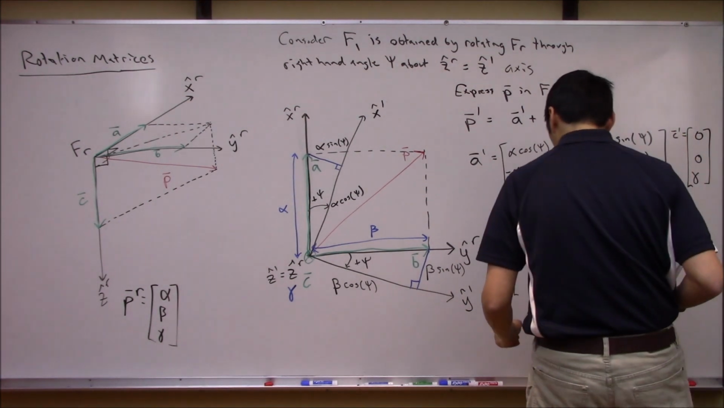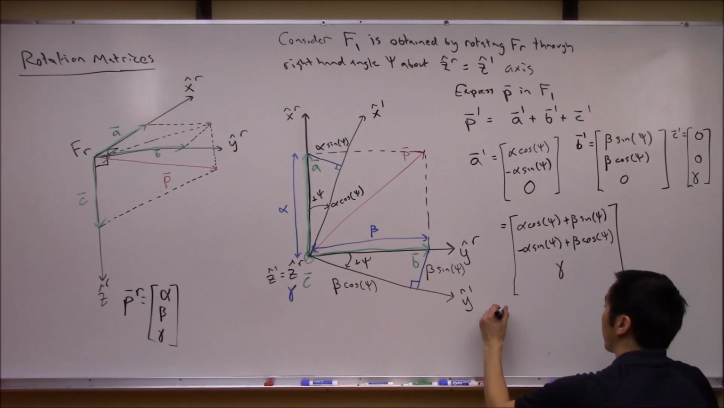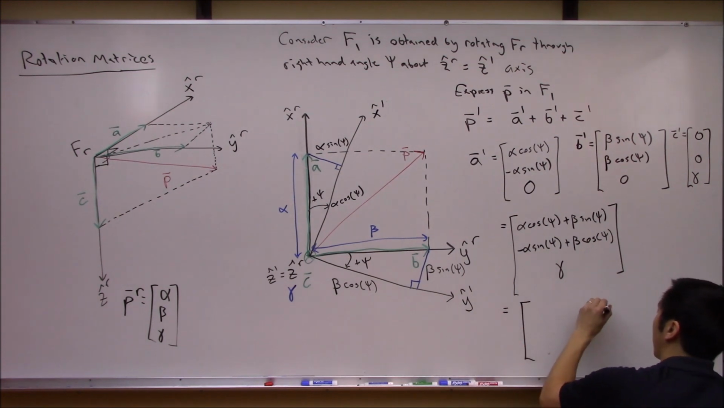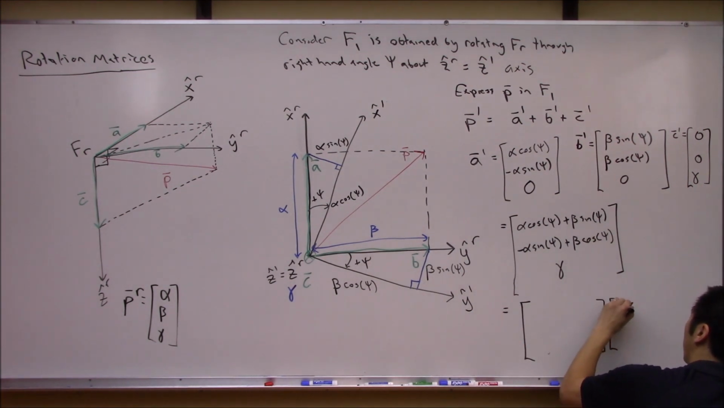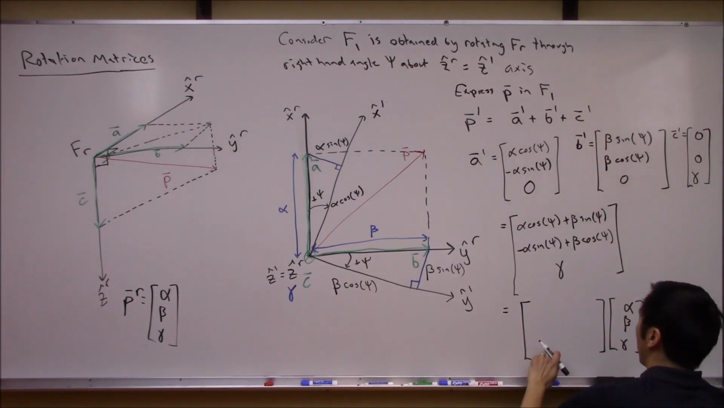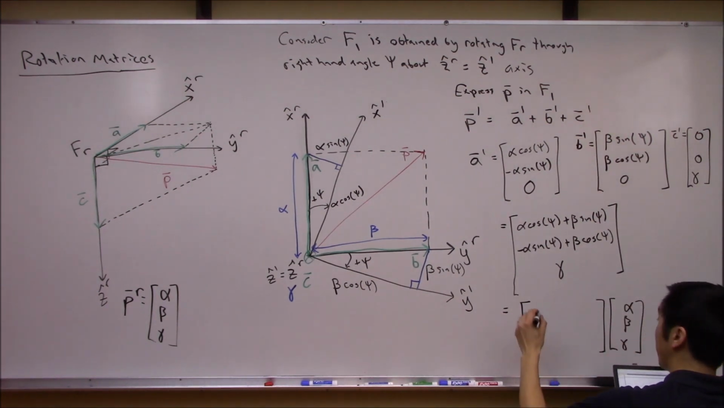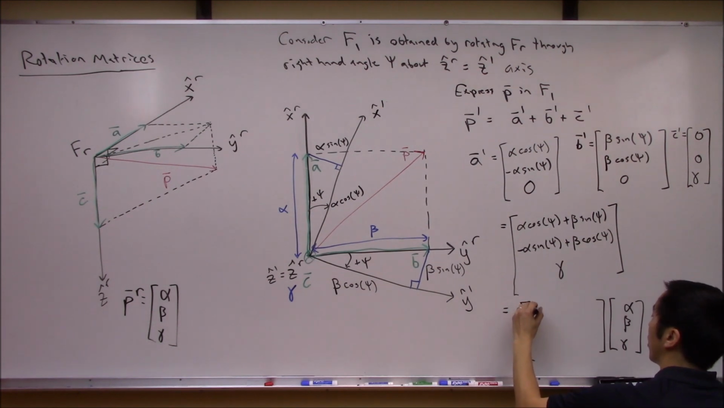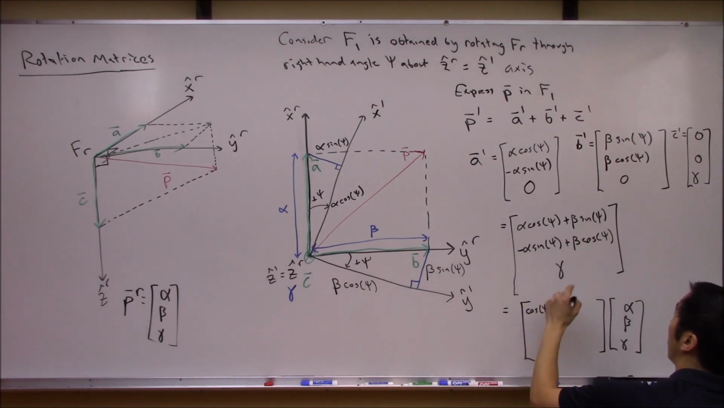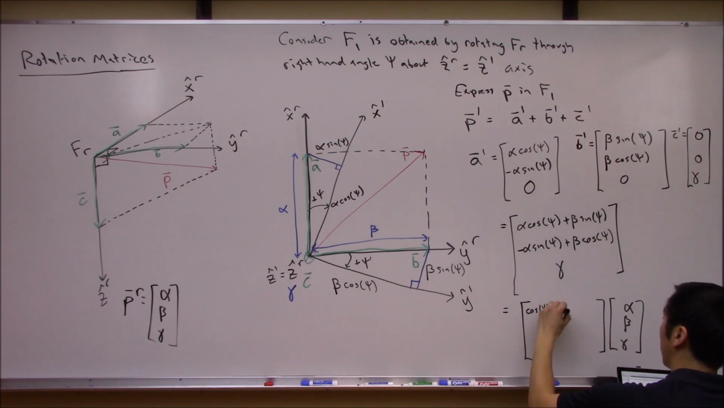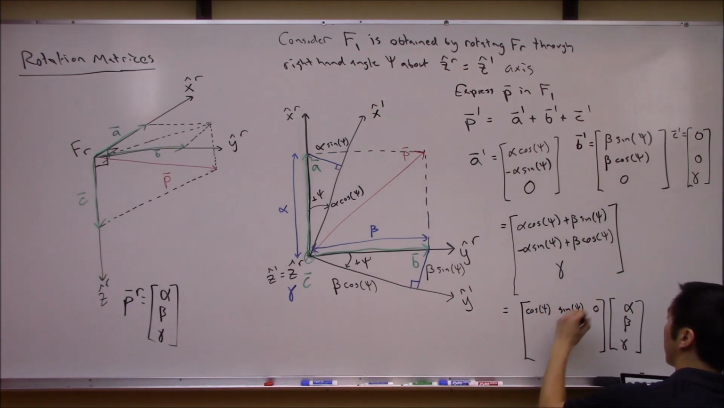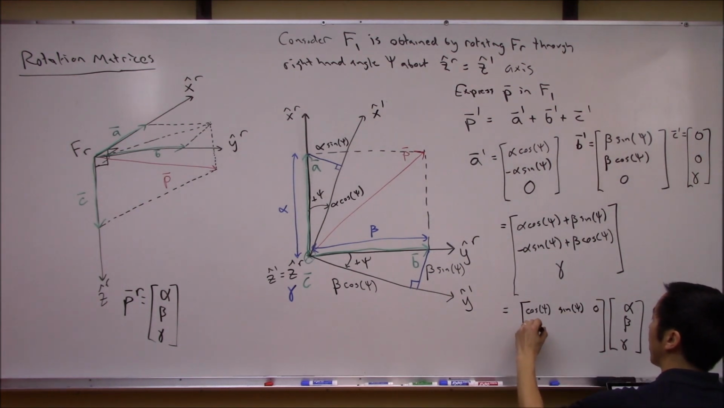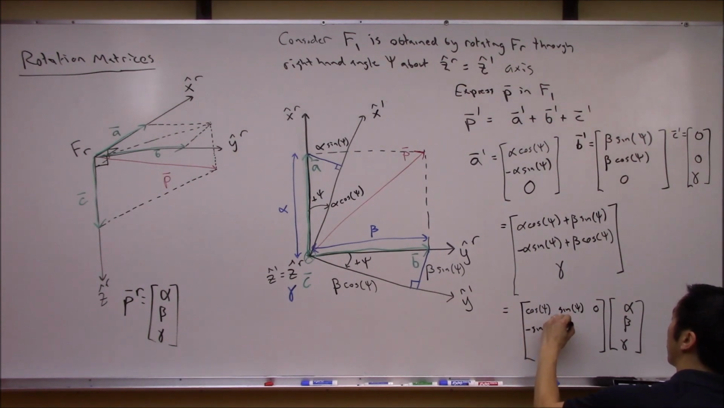In other words, what I could do is rewrite this whole thing in matrix form. I'm going to pull off alpha, beta, and gamma over here. And now this matrix is a 3 by 3 where I have cosine psi, sine psi, 0, then minus sine psi, cosine psi, 0, and then 0, 0, 1, right?